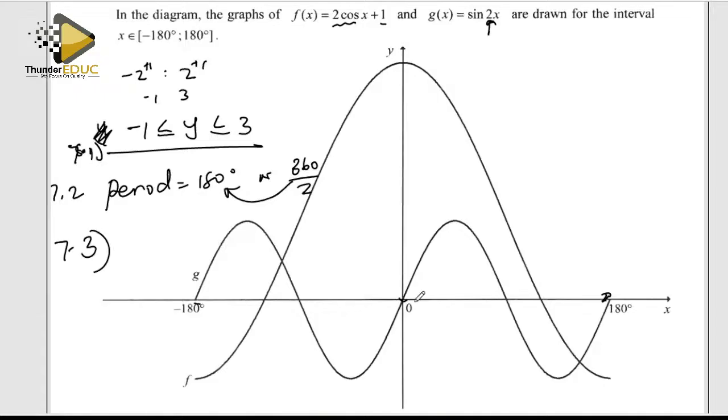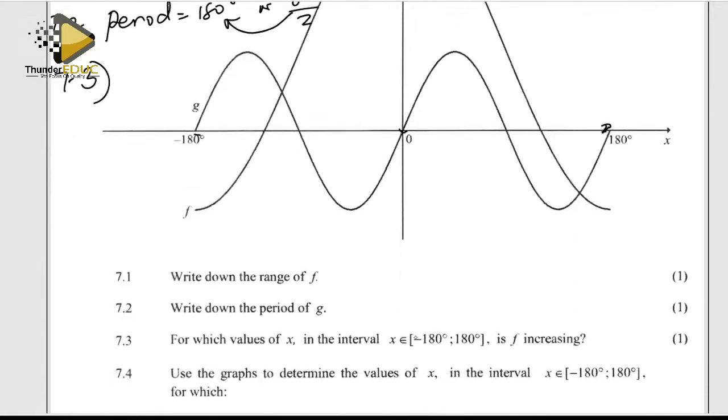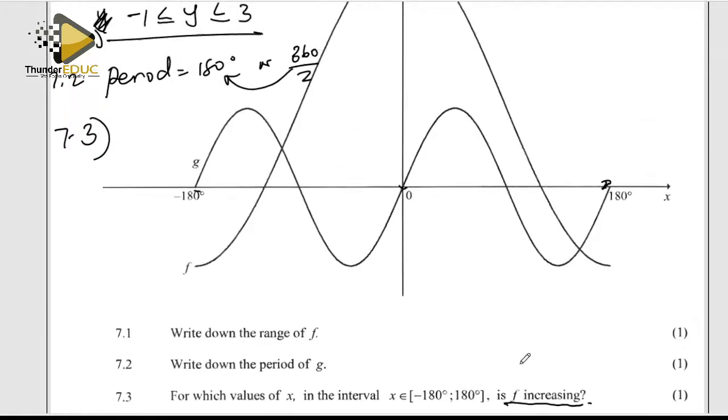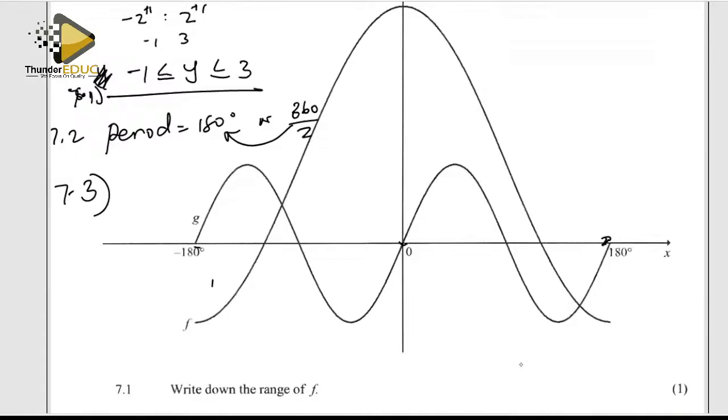And then 7.3, they want us to get the values of x in the interval for which f is increasing. So f is increasing from this point up to this point here. It's just increasing. So we're going to say that -180 is less than x and then is less than 0. So we do not put the equal signs because at -180 and at 0, the graph is typically just changing direction.